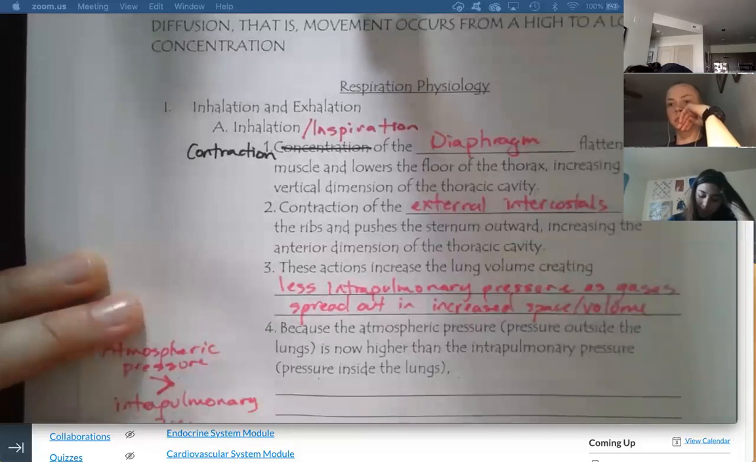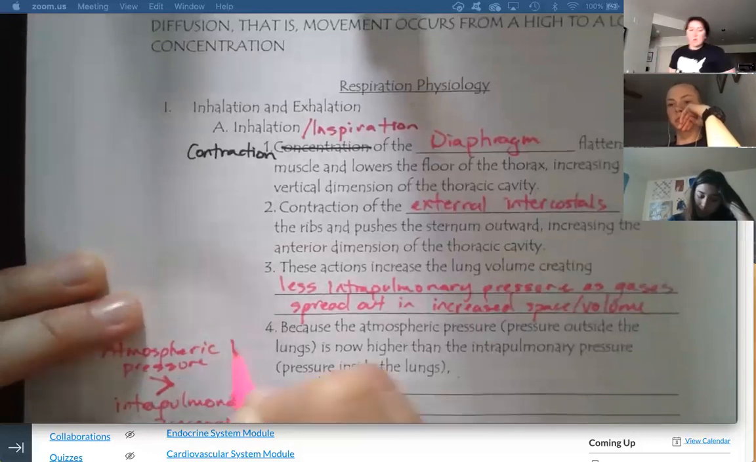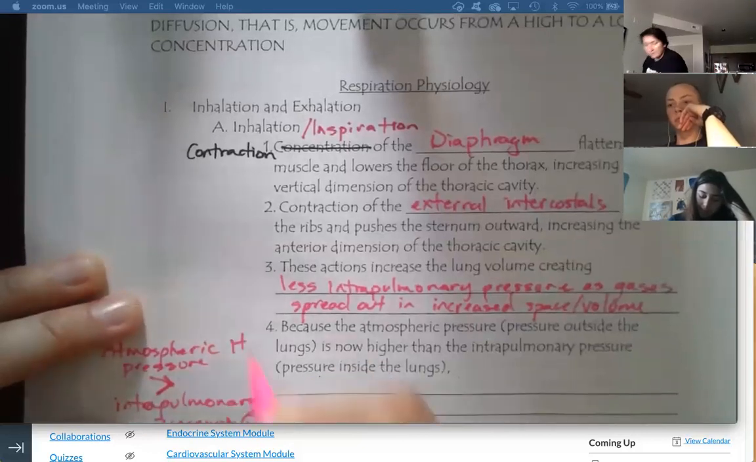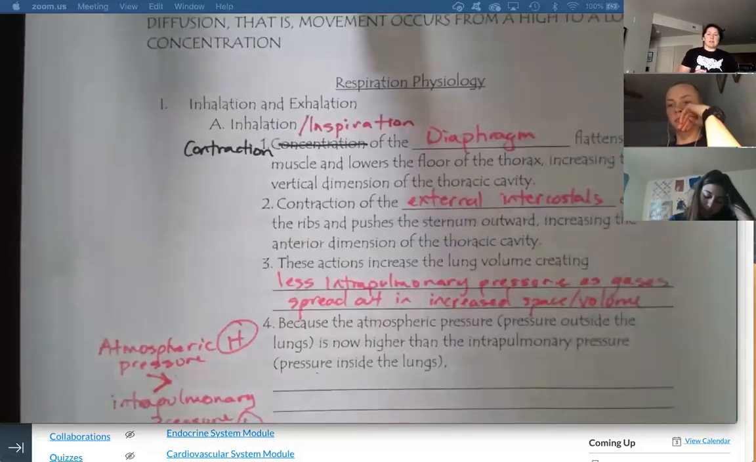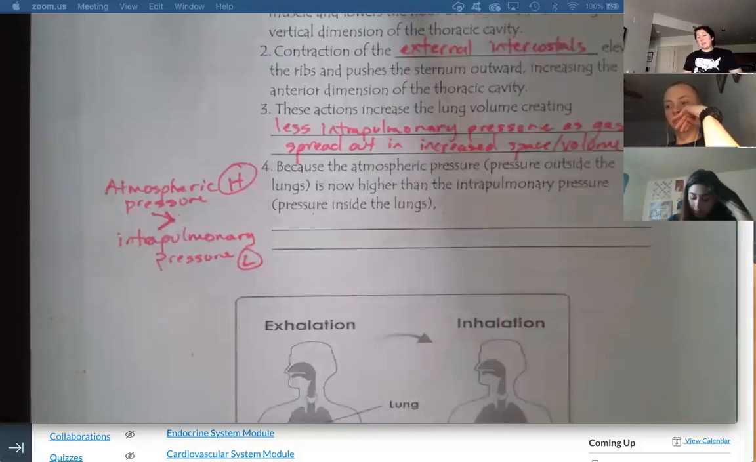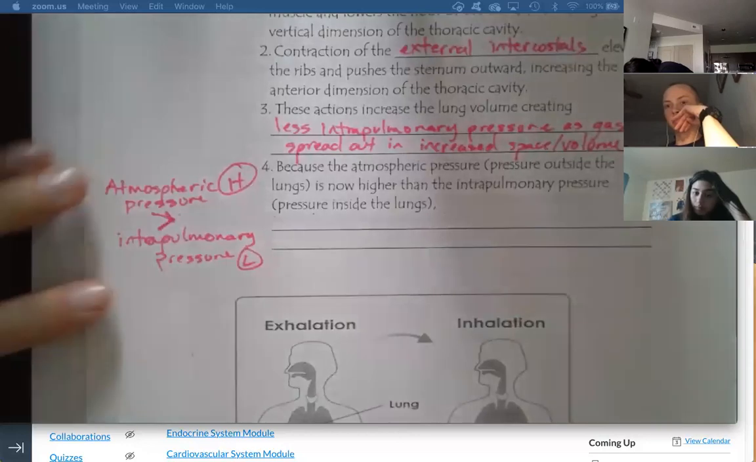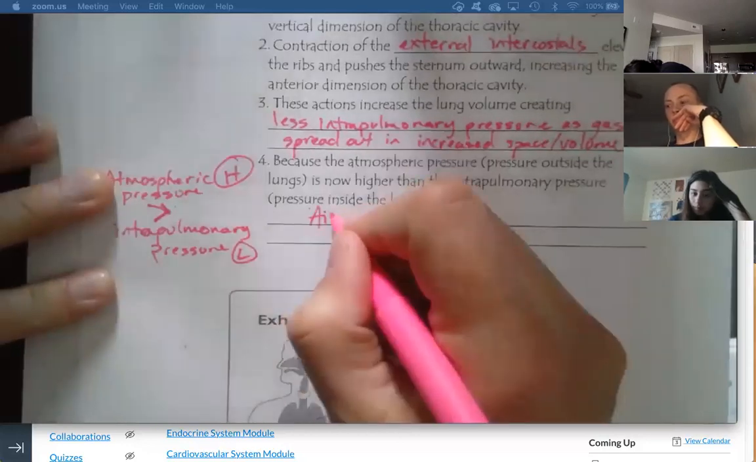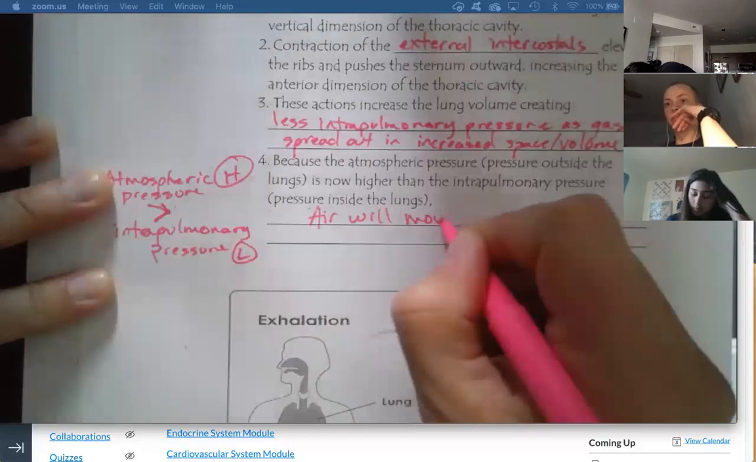So high, low. We know based on diffusion that molecules move from a high to a low concentration. So by decreasing the pressure inside the lungs, we now have a pressure gradient, high to low, which is going to allow air to move from the atmosphere into the lungs. And this is how we breathe in.